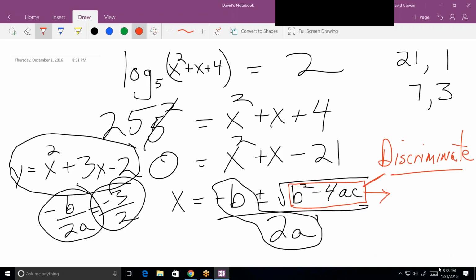So one way to remember the quadratic formula is that the first half of it is the way you would get the x-coordinate of the vertex, and then you have plus or minus the square root of the discriminant. And that's the way I remember.